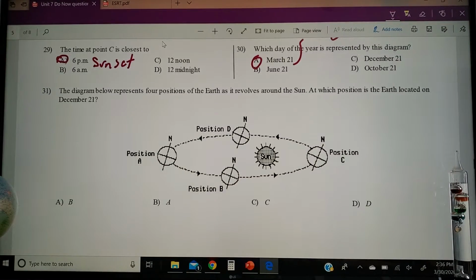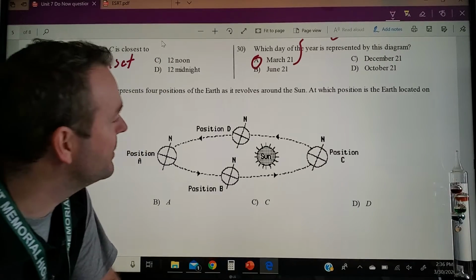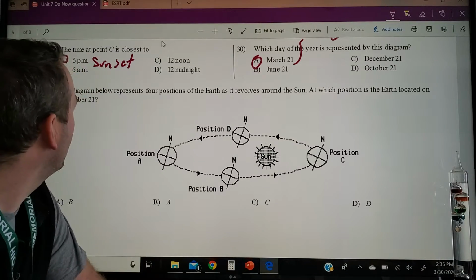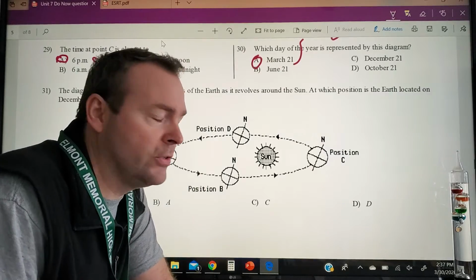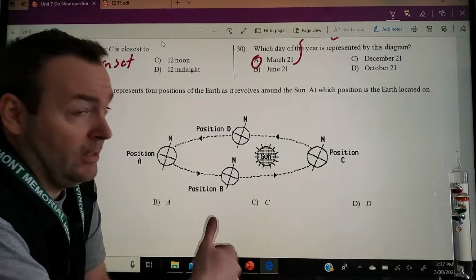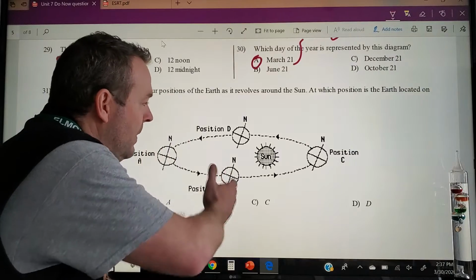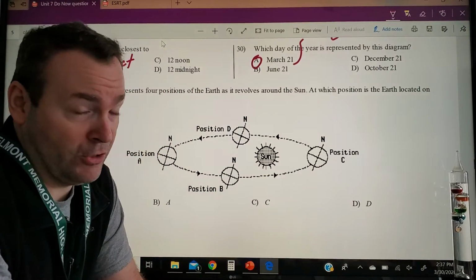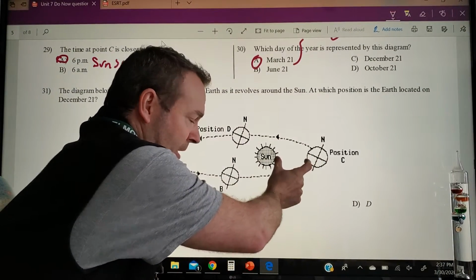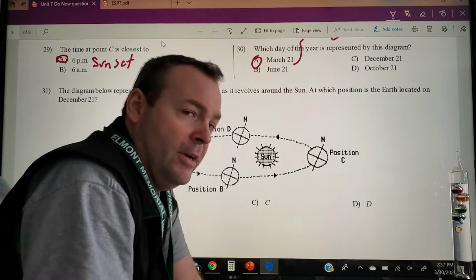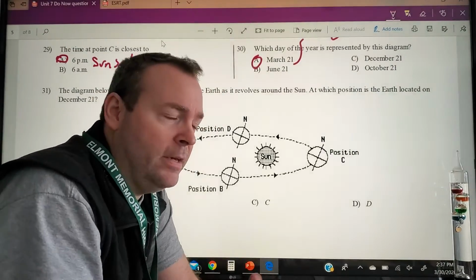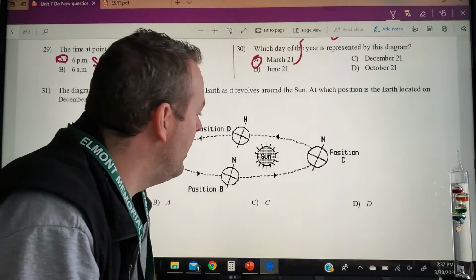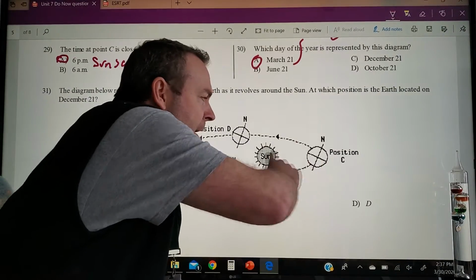All right, and our last one for today is the classic Earth orbiting the Sun diagram. It wants to know at which position is the Earth located on December 21st. So that would be the winter solstice. Well, the North Pole's got to be tilted away from the Sun. So here we're towards, here we're kind of parallel, and that one's away. So that certainly is December 21st. Plus, look at the distance between the Sun and the Earth, right? It's the closest. We call that crazy sounding word, remember? Perihelion. So that's your perihelion. This would be your aphelion. All right? So circle it in there, position C. Maybe label that as well.